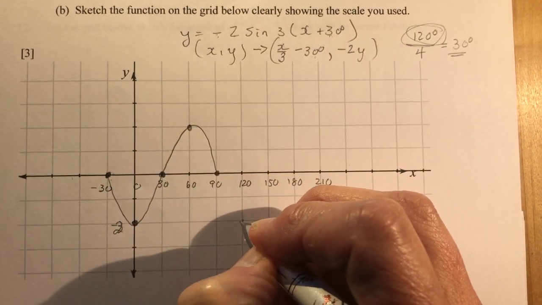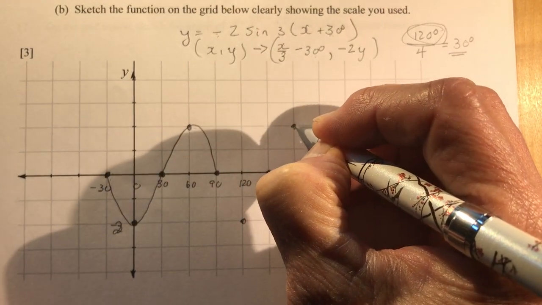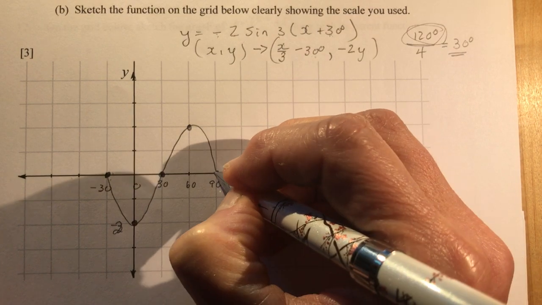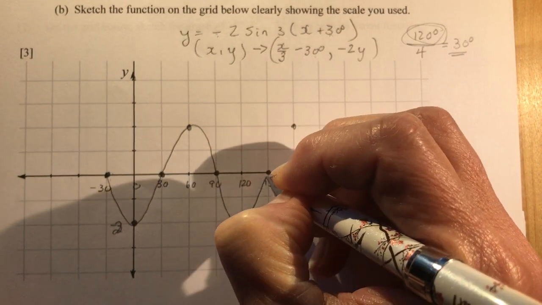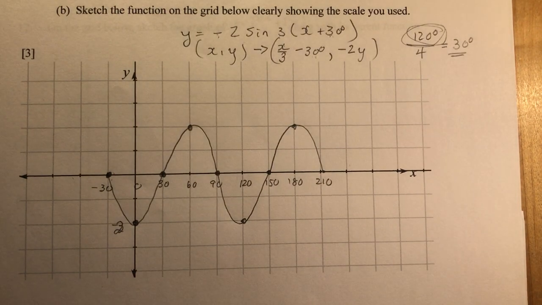So it's going like this. And you could do another period of the function. You might be asked to show 2 full cycles. That would be something like that. Okay, so there's my graph.